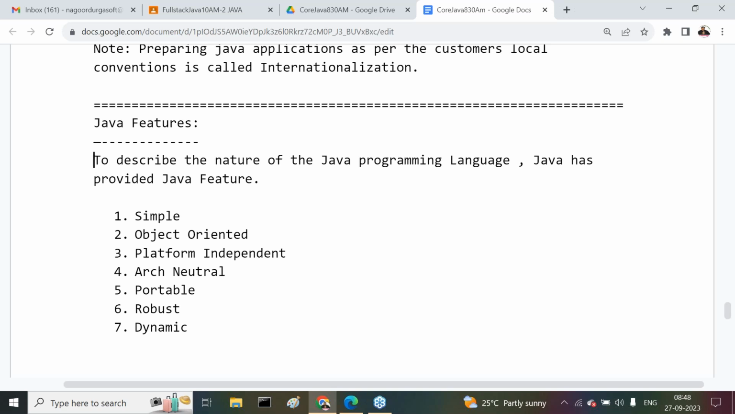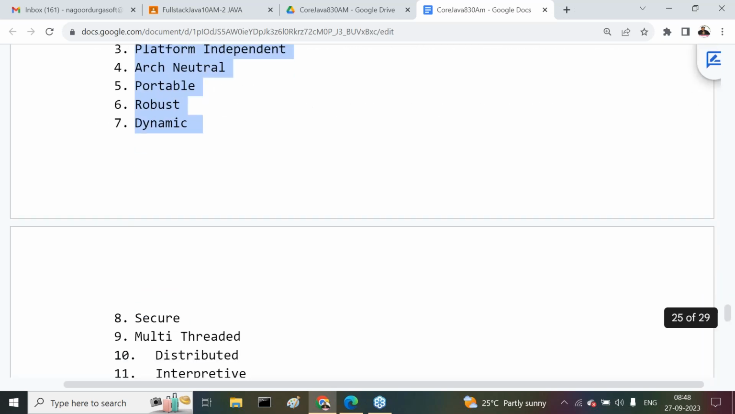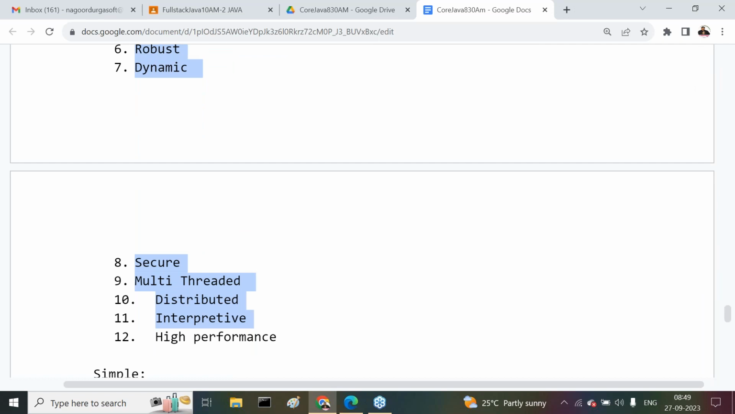If you are thinking about the Java features, we already had some information about these concepts. To describe the nature of the Java programming language, Java has provided a set of features. The first one is a simple programming language. Second is object-oriented, platform-independent, architectural neutral, portable, robust, dynamic, secure, multi-threaded, distributed, interpretive, and high-performance programming language. These are overall 12 Java features which are available.